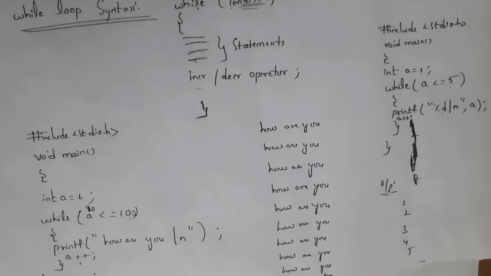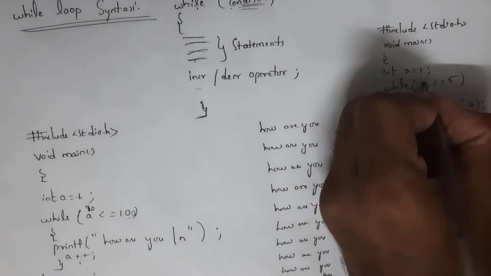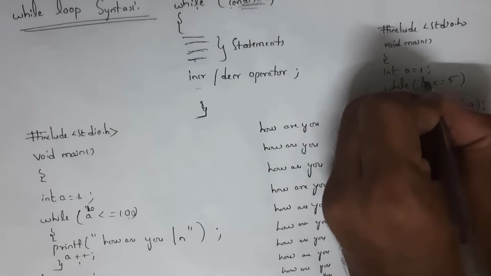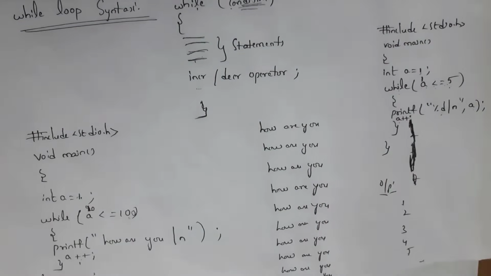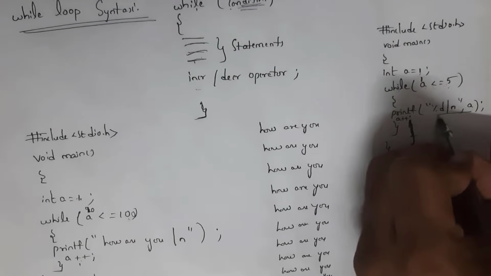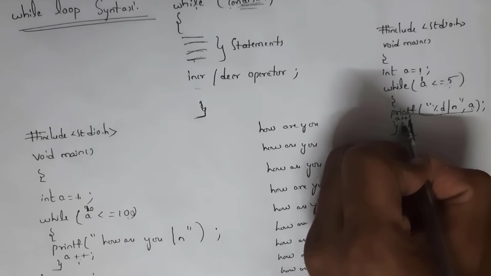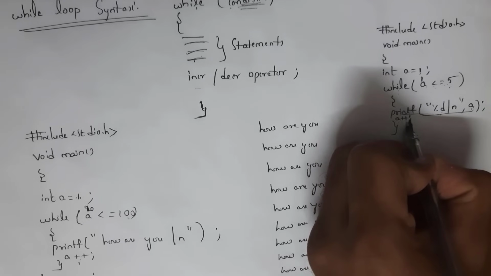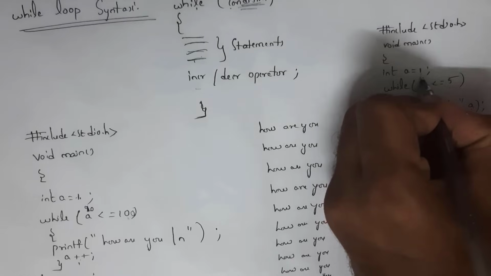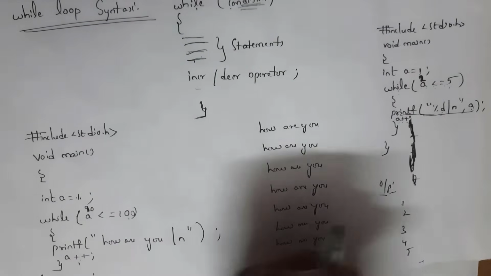Whenever you execute this program, at first it will take value 1 because I gave a equal to 1 here. 1 is less than 5, so it will print value 1. With printf %d comma a, whatever value is present inside variable a will be printed as output. So I will get output 1. By using the increment operator a plus plus, it will increment the value by 1, so I will get value 2. 2 is less than 5, the condition is satisfied, so it will print 2.